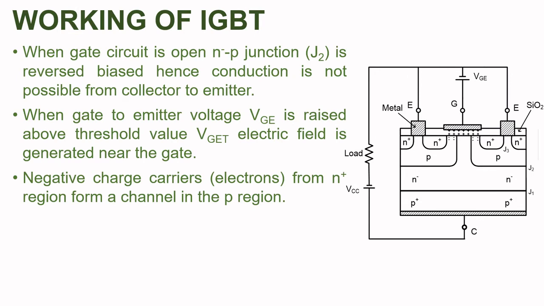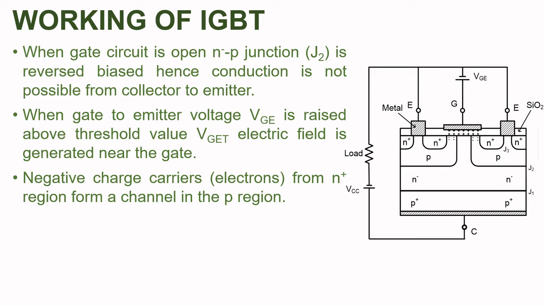Working of IGBT. When the gate circuit is open circuited, no voltage is provided to the gate terminal. Hence, no electric field will be produced between the gate and the semiconductor below the gate terminal. Hence, the conduction is not possible from collector to emitter.